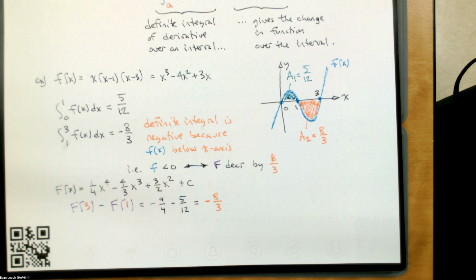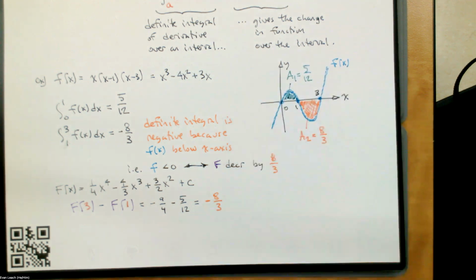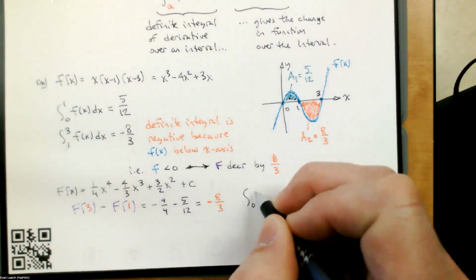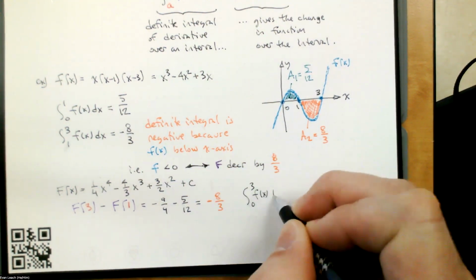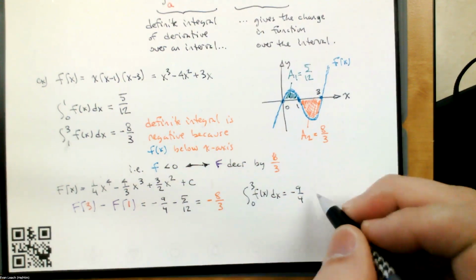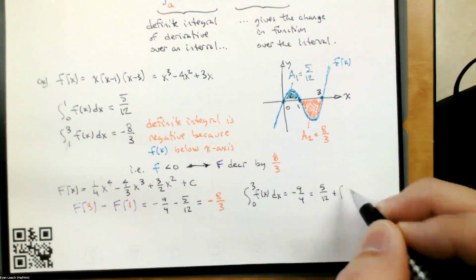The other definite integral that I asked you to calculate was the overall definite integral from 0 to 3. The definite integral from 0 to 3 is the -9/4. -9/4 is the definite integral from 0 to 1 plus the definite integral from 1 to 3.